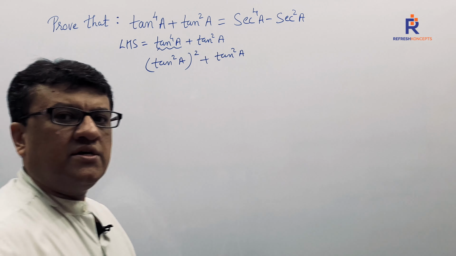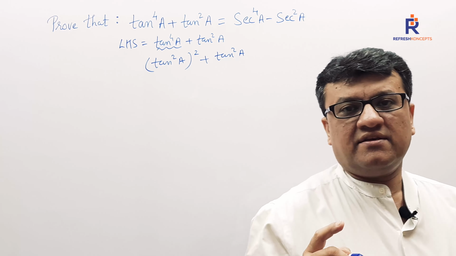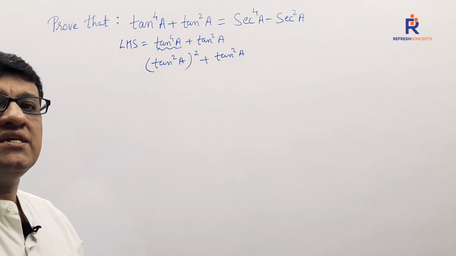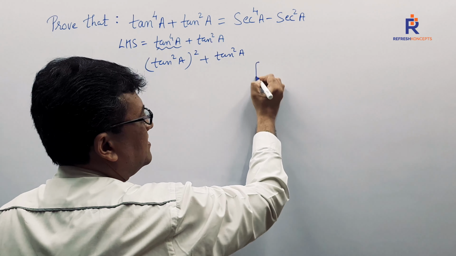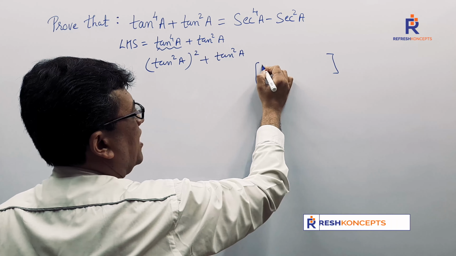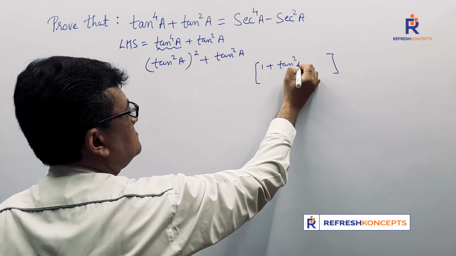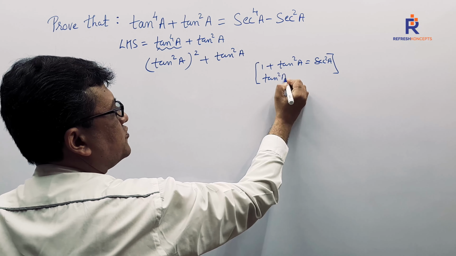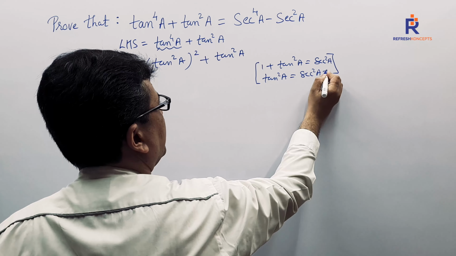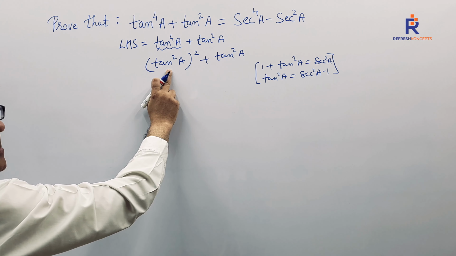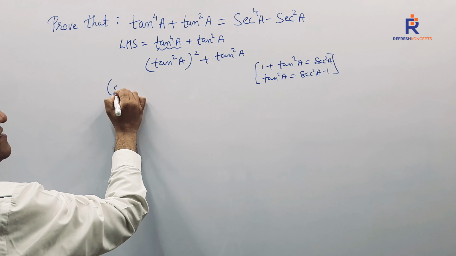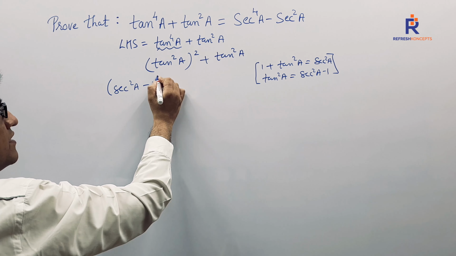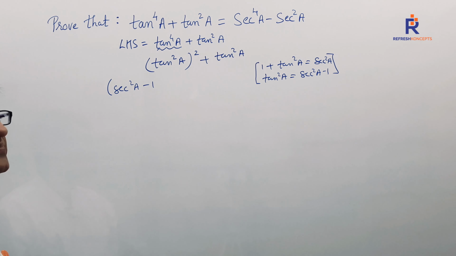Now children, 1 plus tan square a is sec square a. So what is tan square a? Sec square a minus 1. So I'll just write down over here, only to make you understand. 1 plus tan square a is equal to sec square a. So what is tan square a, children? Tan square a is nothing but sec square a minus 1. I'll write down this as sec square a minus 1.